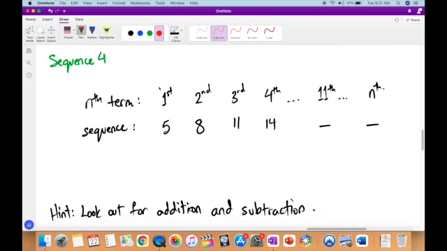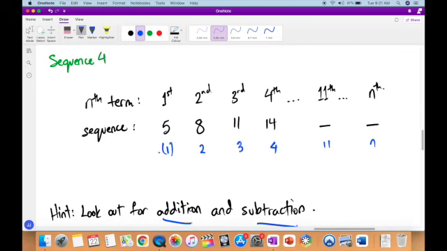And we can see here that the hint is look out for addition and subtraction as well. So you have your multiples of 2, you have your multiples of 3, you're making sure that you're using your n number, and you're also looking out for addition and subtraction. So the first thing I'm going to do is write down that n number. 1, 2, 3, this is the 4th, this will be the 11th, this will be the nth. And then I'll see, well, what can I do to this number to get the sequence?